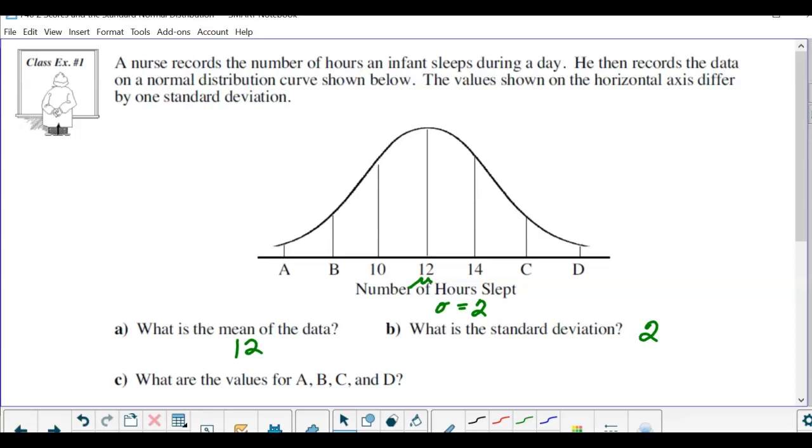Well, just label them on here. It says the values shown on the horizontal axis differ by 1 standard deviation. So that's a standard deviation. Another one here would be 16, 18. Then we're subtracting 2 each time. Okay, so A equals 6, B equals 8, C equals 16, D equals 18.